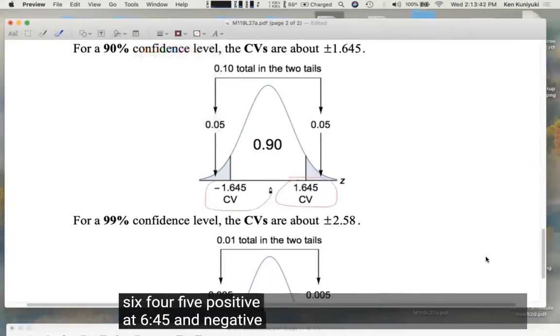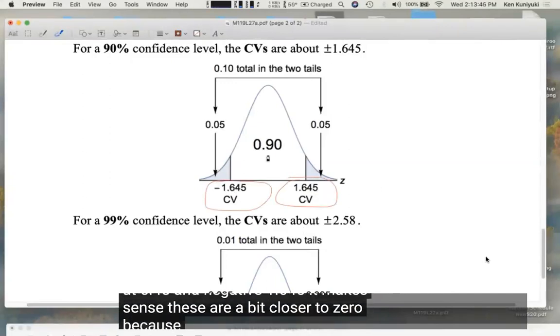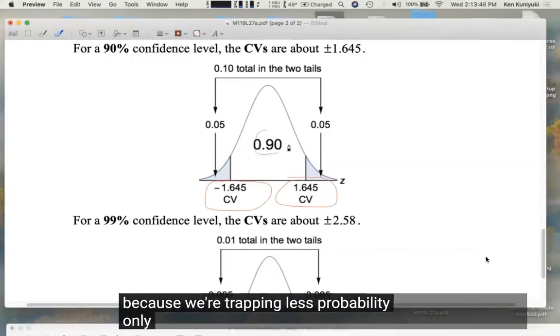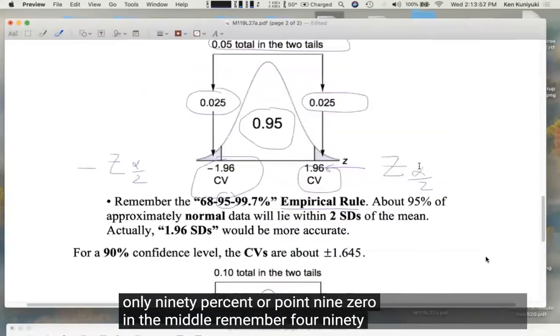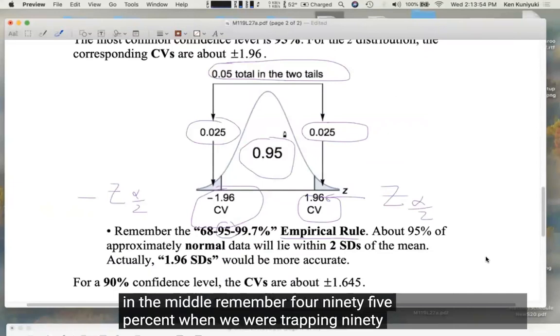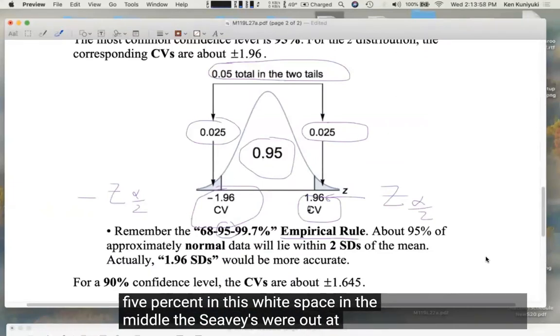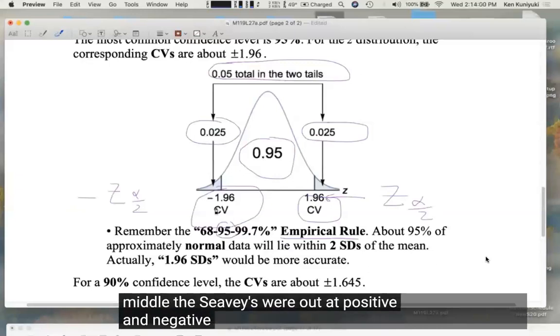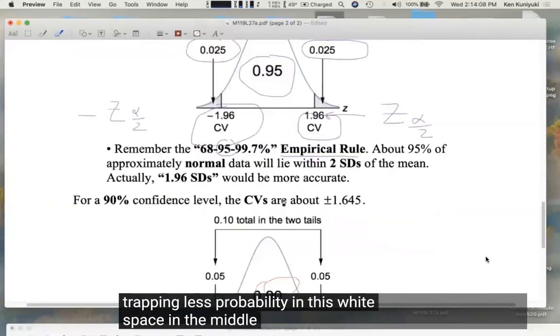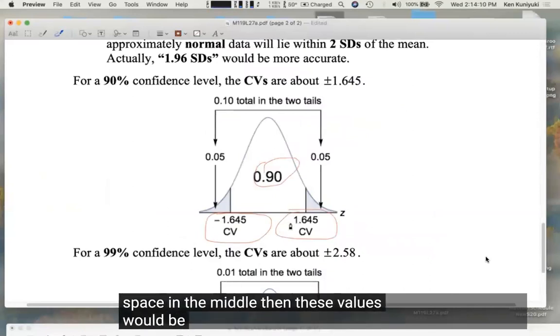+1.645 and -1.645. It makes sense these are a bit closer to 0 because we're trapping less probability, only 90% or 0.90 in the middle. Remember, for 95%, when we were trapping 95% in this white space in the middle, the CVs were out at + and -2 almost, really about ±1.96. If we're trapping less probability in this white space in the middle, then these values would be closer to 0.